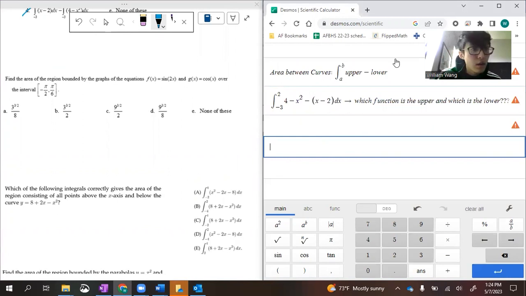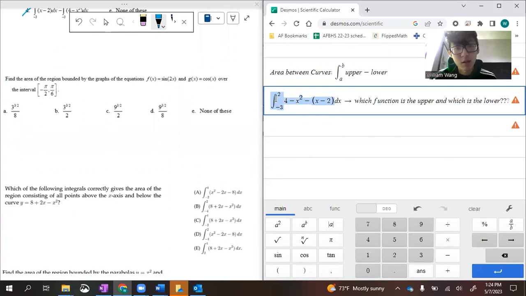All right, find the area of the region bounded by the graphs f of x equals sine of 2x and g of x equals cosine x over the interval from -pi/2 to pi/6. All right, so upper minus lower. I think we have the same problems here, right? First of all, which one is my upper? Which one is my lower?